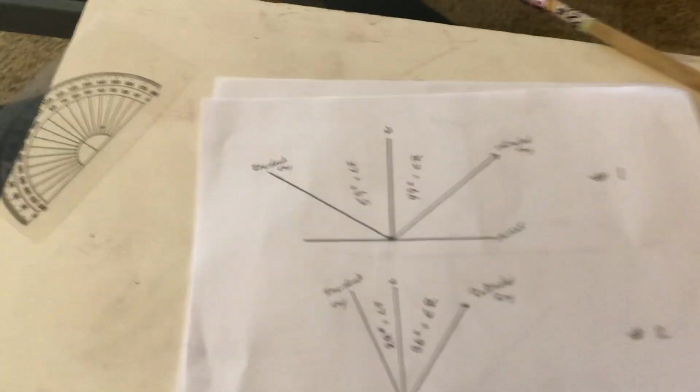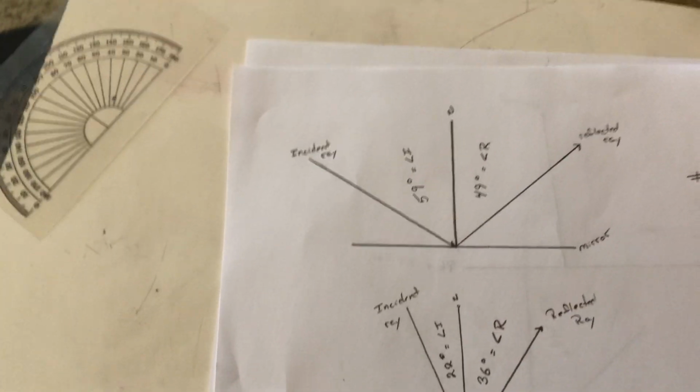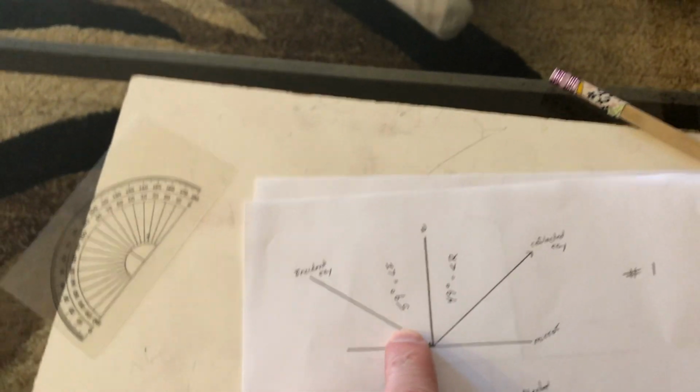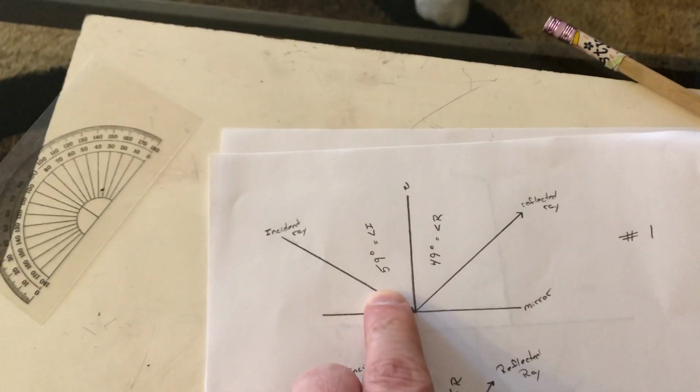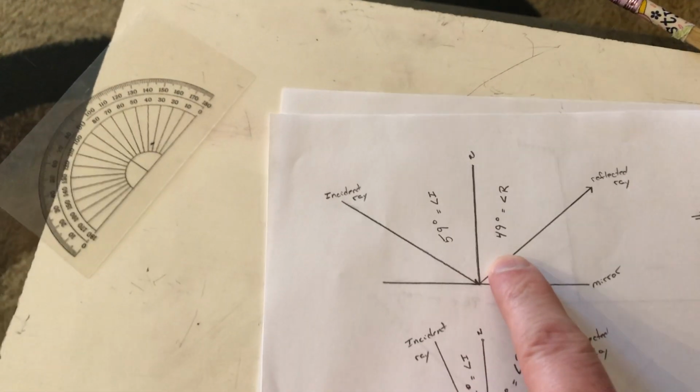I'm going to show the samples that I'm giving you on the lab, and these are the 3 samples that you're going to have. You're going to see that we have an angle of incidence of 59 on the first sample, and then an angle of reflection of 49 degrees.